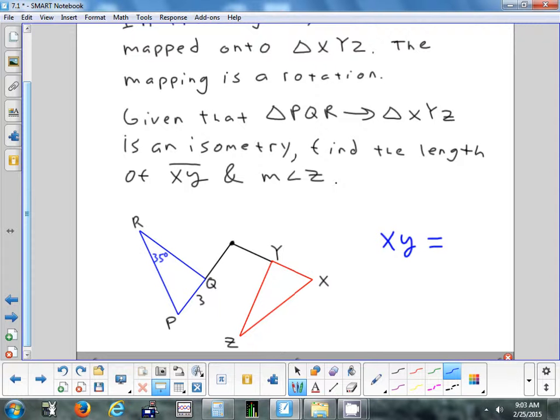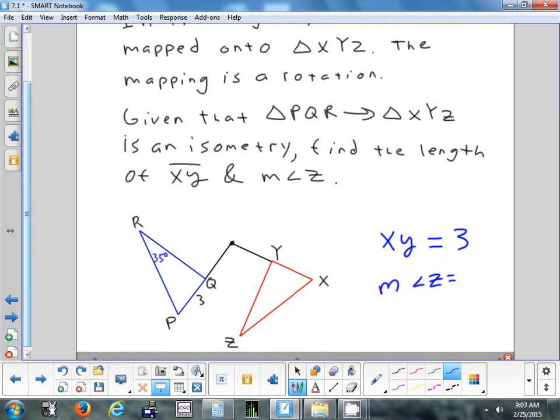Yep, Selena? Yeah, so since PQ and XY are congruent, they're the same length. Okay, so if PQ is 3, then XY is 3. Okay, so XY equals 3. How about the measure of angle Z?